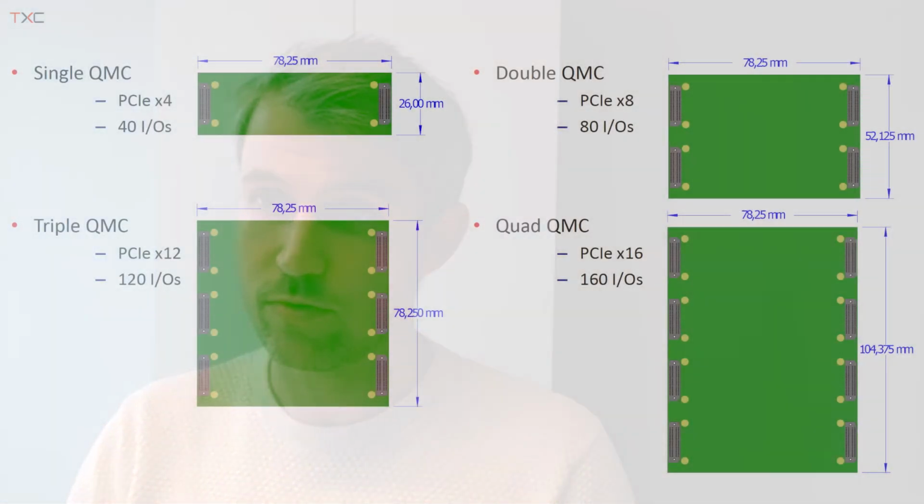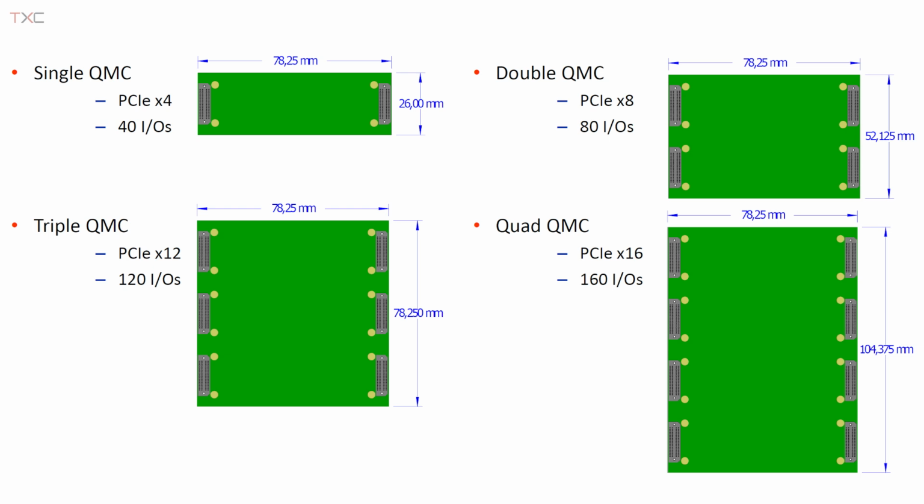And if you double that, we're talking about a double QMC. So we have the same width, which is still 78.25 millimeters, but we're then talking about 52.125 millimeters. So it just doubles the size. Then it comes with 80 IOs, so we're also doubling IO count. And when we're talking about the triple, you just triple the numbers of a single QMC. If you use a quad QMC, then we have all four, you quadruple it.